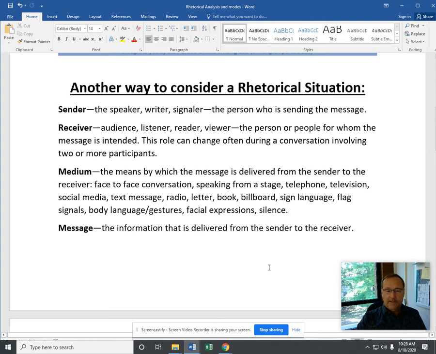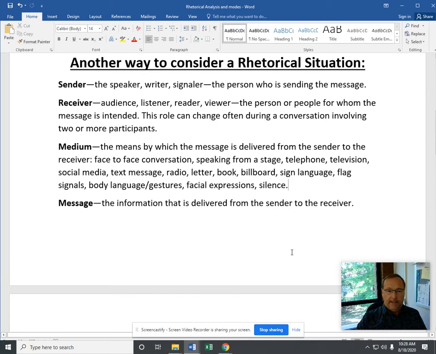And then, of course, the message. What is the information that is delivered from the sender to the receiver? What are you trying to get across? And of course, purpose is the ultimate goal of all that.